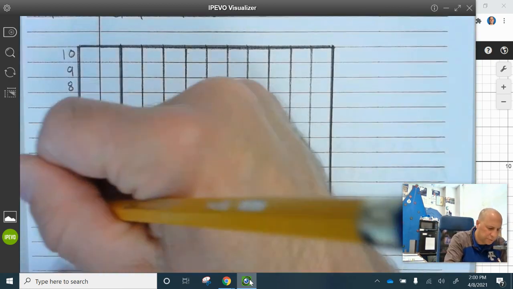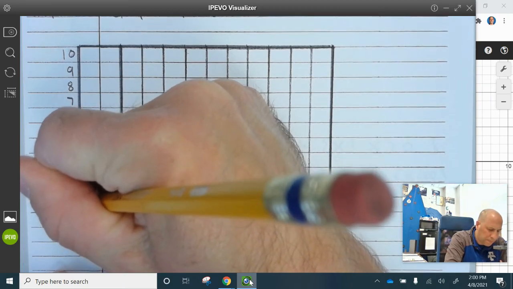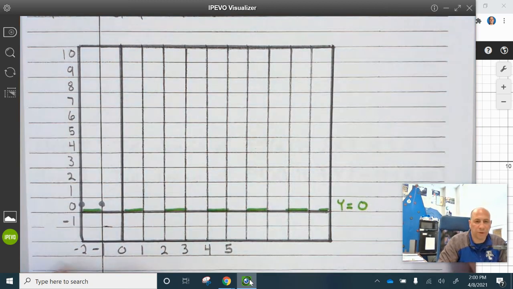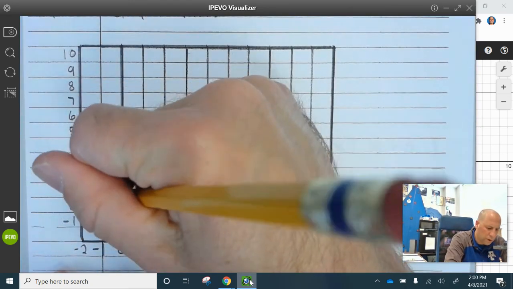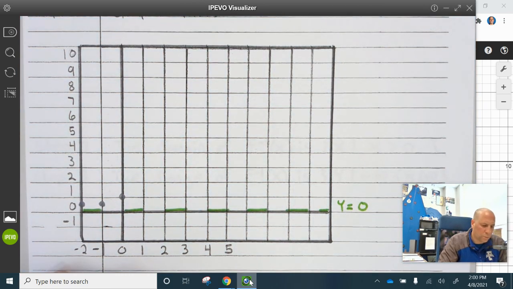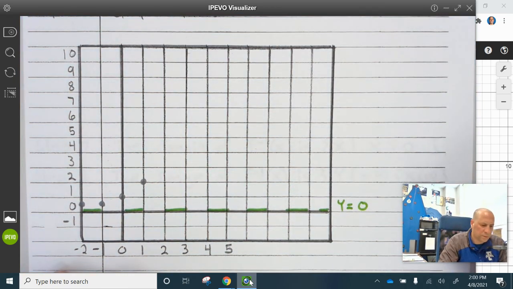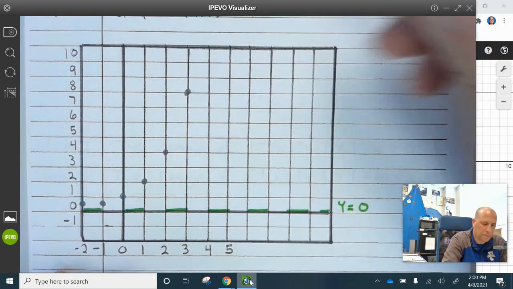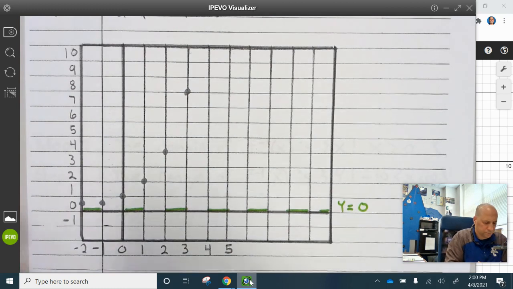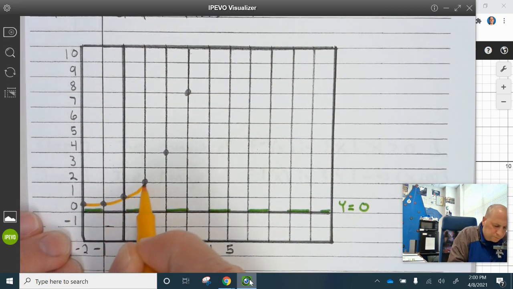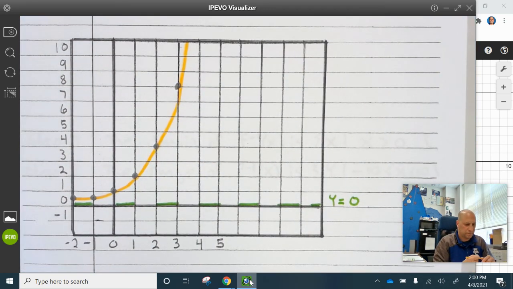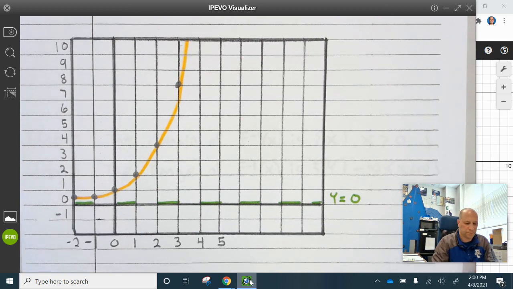So the first point is negative 2, 0.25, negative 1, 0.5, and again, those kinds of points you just approximate. 0, 1, 1, 2, 2, 4, 3, 8. All right, there's your graph. Go ahead and finish up the graph.